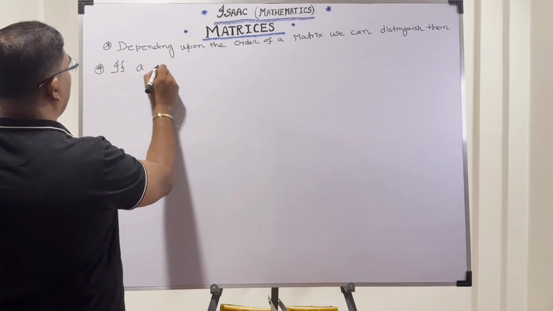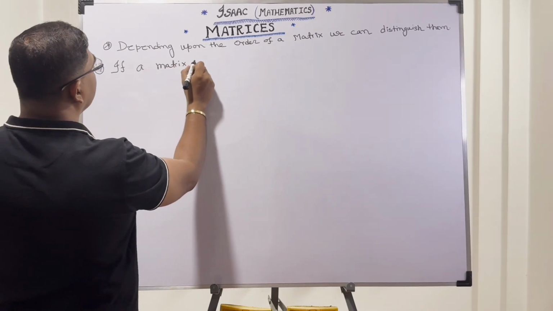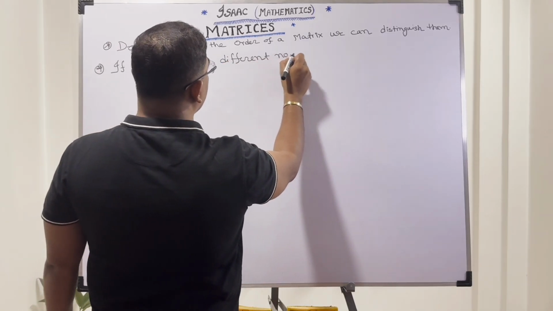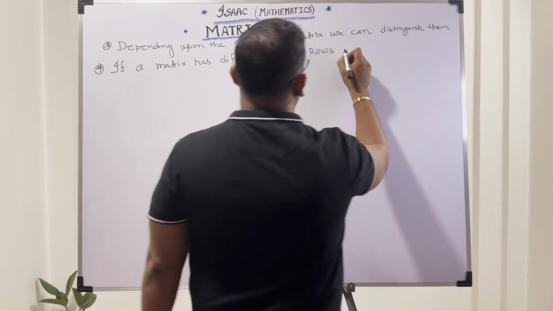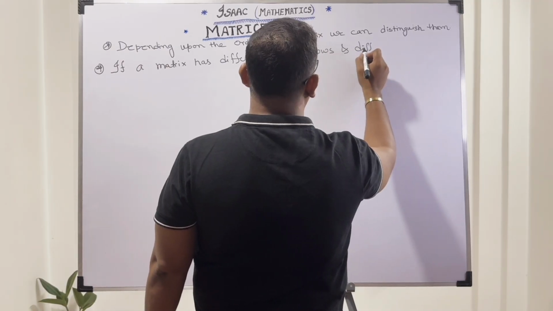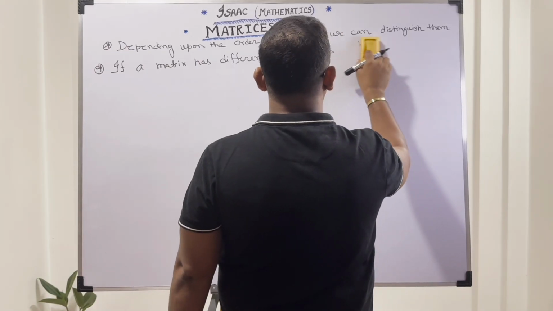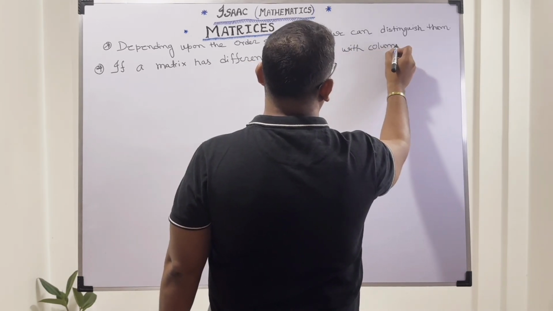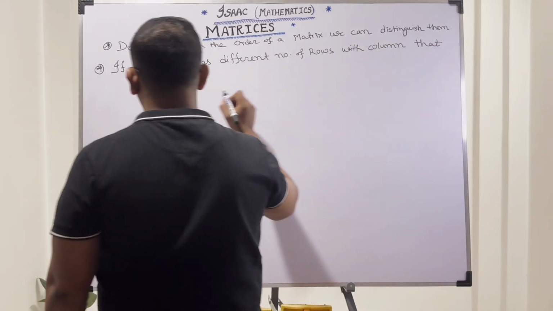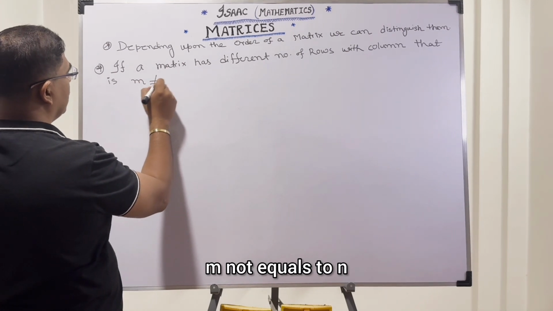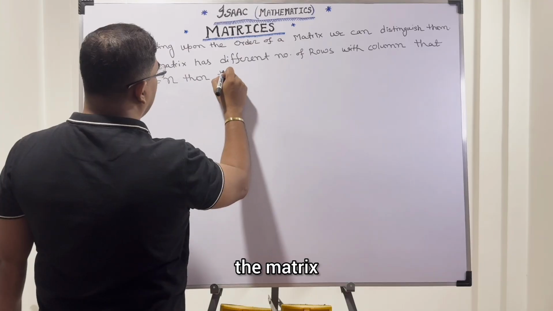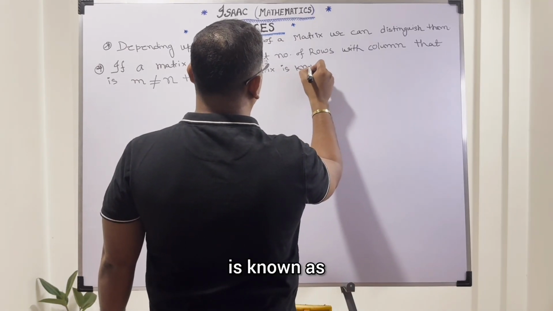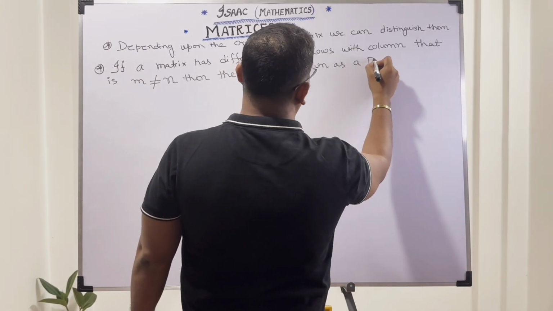If a matrix has different number of rows and different number of columns, that is m not equals to n, then the matrix is known as a rectangular matrix.